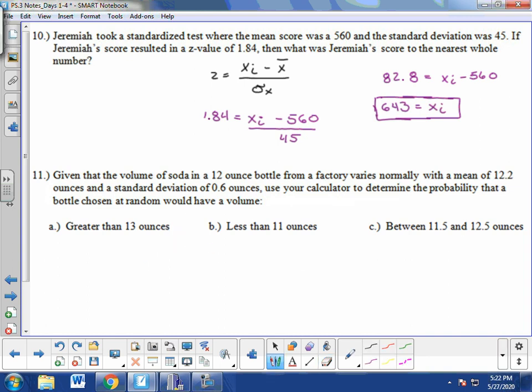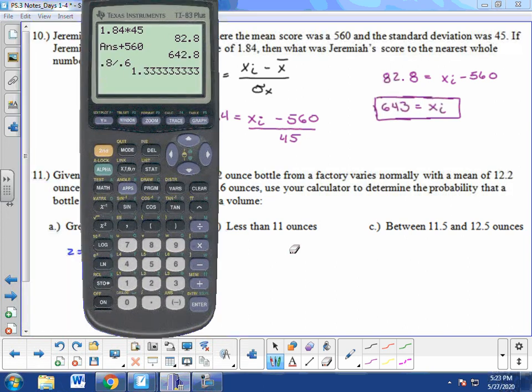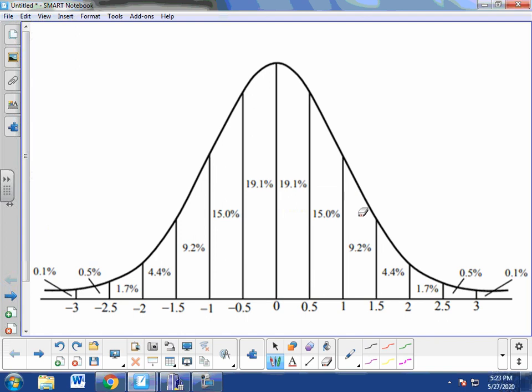So again, if I wanted to attack this using z-scores, I could look here and find out that the z-score for this would be taking that 13 ounces minus 12.2 and dividing by the standard deviation. So that z-score would be 0.8 divided by 0.6, which would be 1.3 repeating. Again, 1.3 repeating does not show up here on our graphical representation of the normal distribution curve. So I can't figure out the percentage, therefore I can't figure out the bottles like I did previously. What I can do is use the graphing calculator.